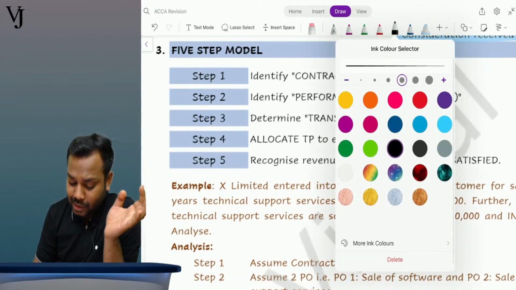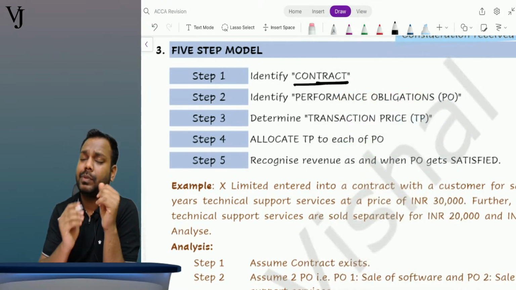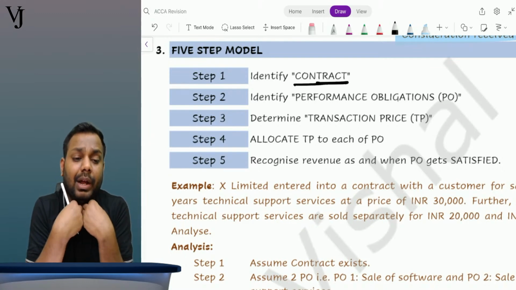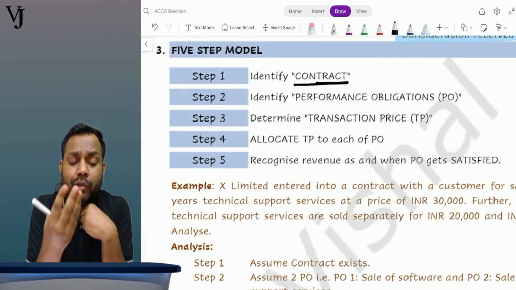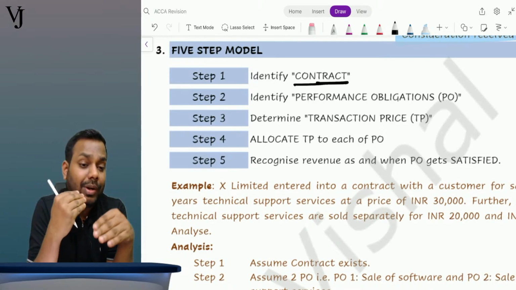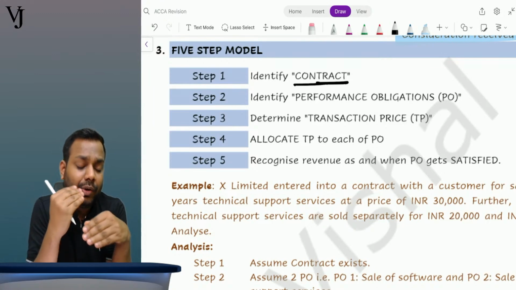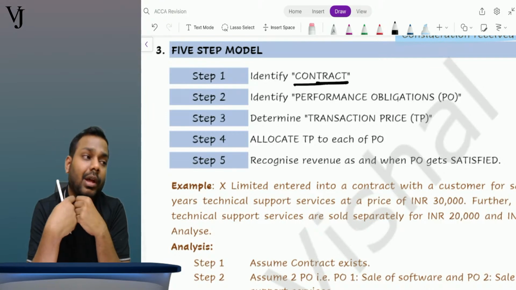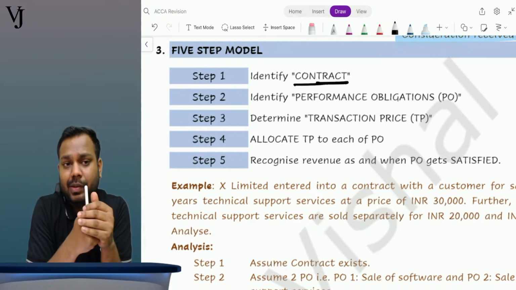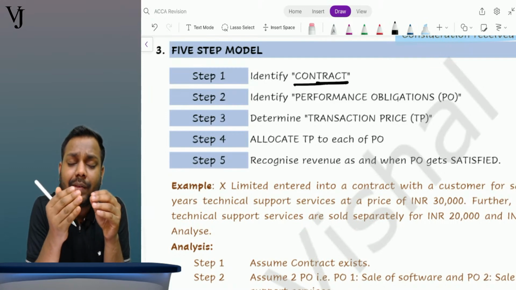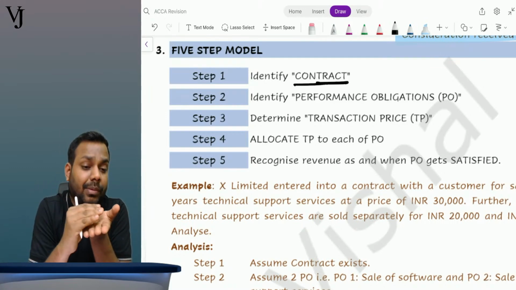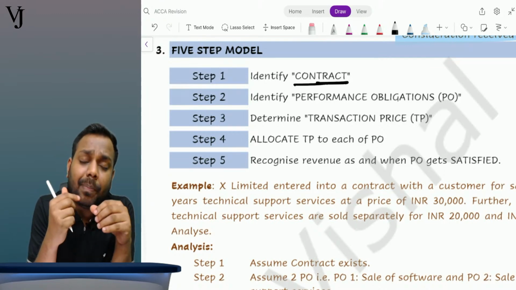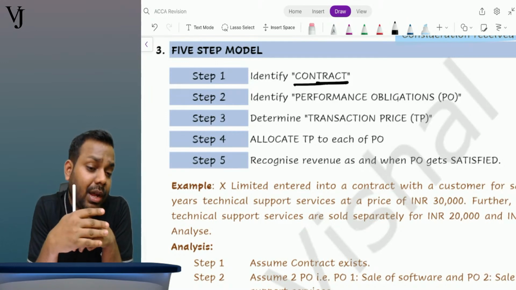Now, after assessing whether the contract is there or not, I will assess what are the obligations of the entity. Let's suppose I am the entity. Tell me, what is my obligation towards you? To deliver you the FR classes, to deliver you the SBR classes, right? This is my obligation. Now, what is the transaction price? It means the amount that an entity receives from the customer, the contracted price. When I'm saying transaction price, I'm saying what is the price that is contracted with the customer.